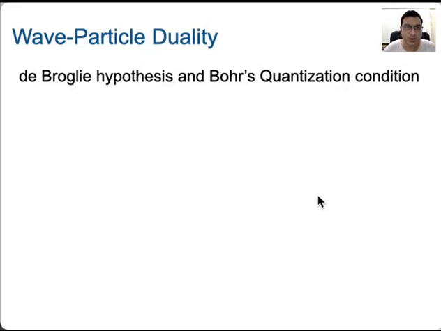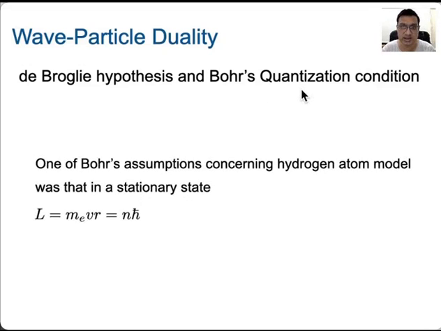To make a more compelling hypothesis, de Broglie tried to connect his hypothesis with the Bohr theory that we have seen in earlier lectures, that Bohr provided quantization of energy in the hydrogen atom. So how did he put forward his hypothesis and connect it with the Bohr quantization condition? One of Bohr's assumptions concerning the hydrogen atom model was that the atoms are in stationary states and the angular momentum is quantized, written in units of h or h cross.